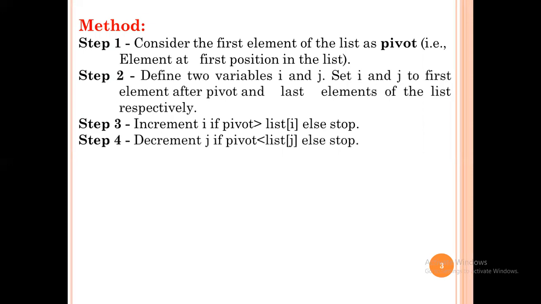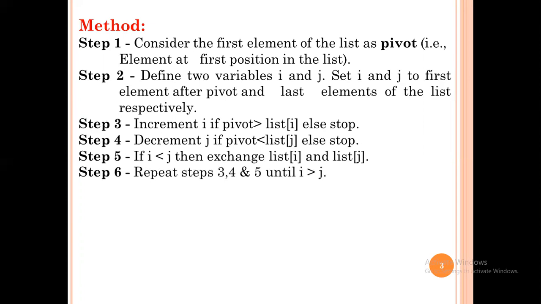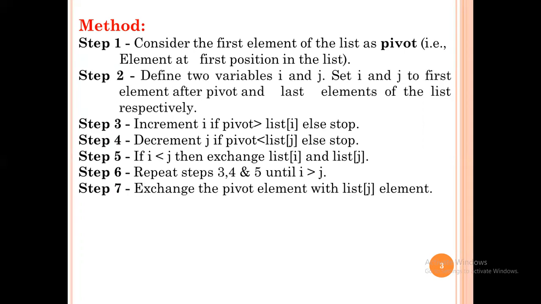process. Step 4. Decrement j if pivot is less than A of j. Otherwise, stop the decrement process. Step 5. If i is less than j, then exchange A of i and A of j. Step 6. Repeat steps 3, 4 and 5 until i is greater than j. Exchange the pivot element with A of j if i is greater than j.